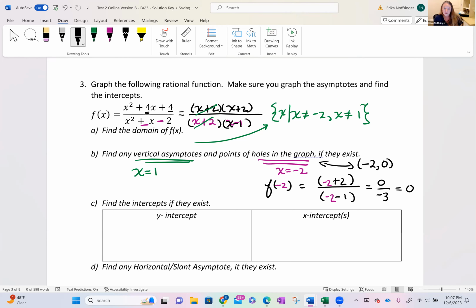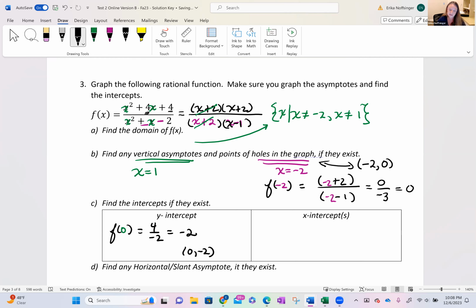To find my y-intercept, this is when my x value is 0. So I'm going to let x equal 0, going in here and plugging in 0 wherever I see an x. I'm left with 4 in my numerator, all over negative 2 in my denominator, which gets me back negative 2. So I have a point at 0, negative 2.